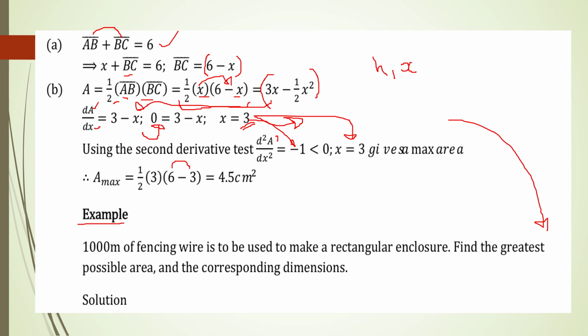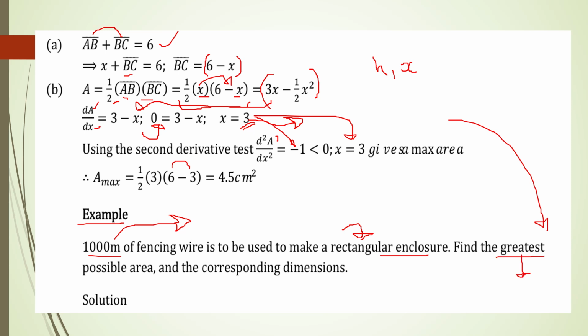In this example, we are being told that 1000 meters of fencing wire is to be used to make a rectangular enclosure. Now since here they gave us the sum of the wire that is required, that means that they're talking about perimeter. And they talked about rectangular enclosure, that means that they're talking about perimeter of a rectangle. So you're required to find the greatest. I hope you are seeing this word, greatest.